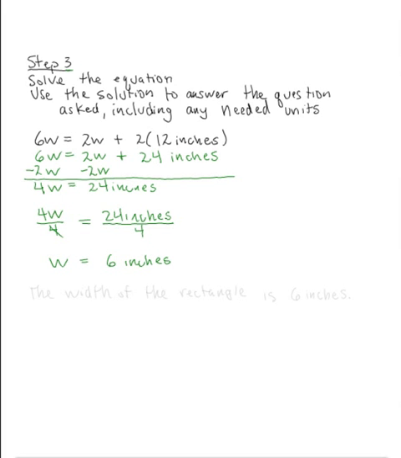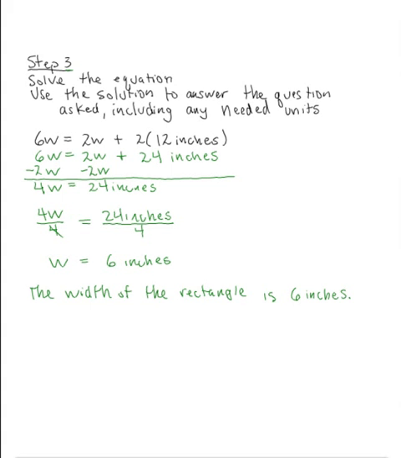We've solved the equation. The last part of step 3 is use the solution to answer the question asked, including any needed units. Well, this question asked, what is the width of the rectangle? So we would write the width of the rectangle, remember, we used W to represent the width of the rectangle. So the width of the rectangle is 6 inches. And with that, we've completed step 3.